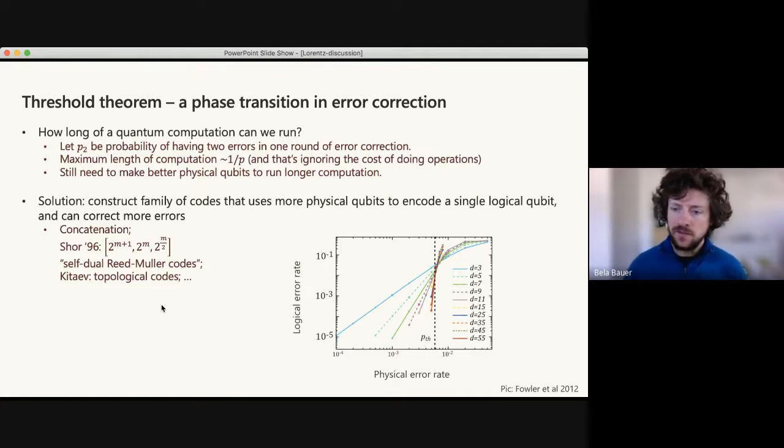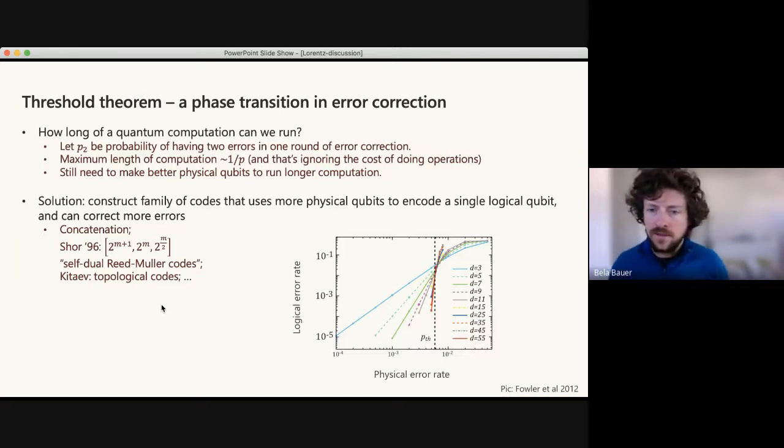The solution to this is to construct families of codes that systematically use more and more qubits to encode a single logical qubit, and thereby can correct more and more errors. And there's a couple of ideas from the 90s that achieve this. One idea is concatenation. So you sandwich these codes: you use a logical qubit of one code as the physical qubit of the next code. And there are families of codes, like in Shor's famous 96 paper, that use these so-called self-dual Reed-Muller codes.